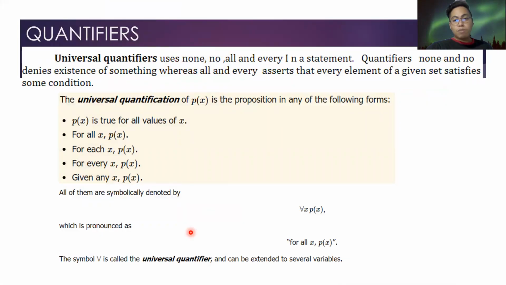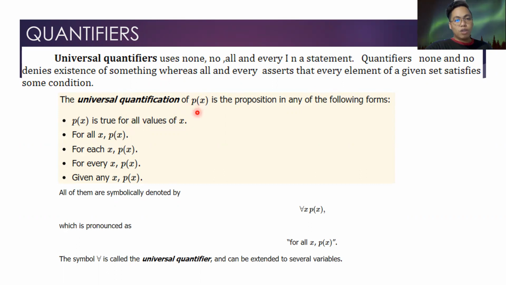In mathematics, there are two types of quantifiers. We have the universal quantifier. In universal quantifiers, we are stating the total existence or the total non-existence of something. Examples of universal are none, no, all, every in a statement. Quantifiers like none and no deny the existence of something, while all and every assert that every element of a given set satisfies some condition.